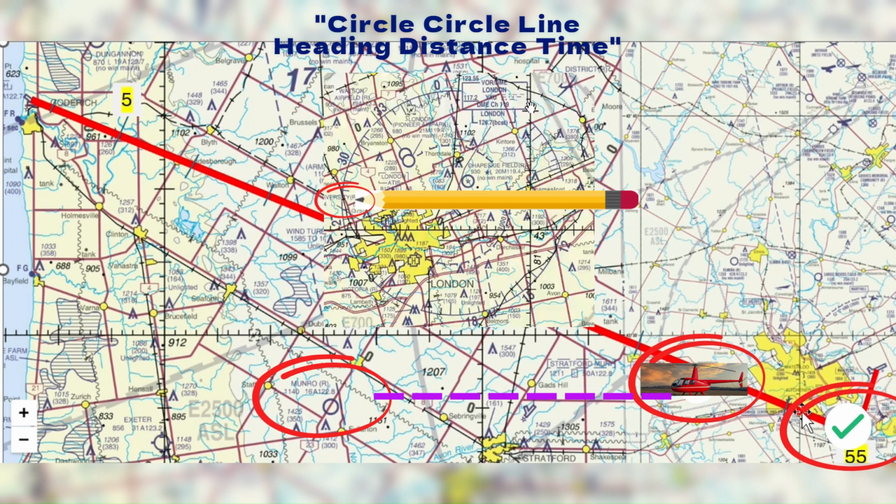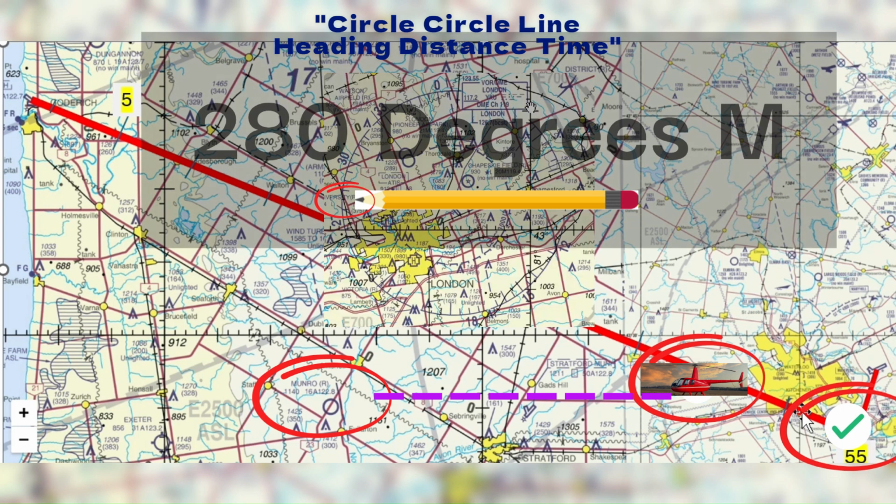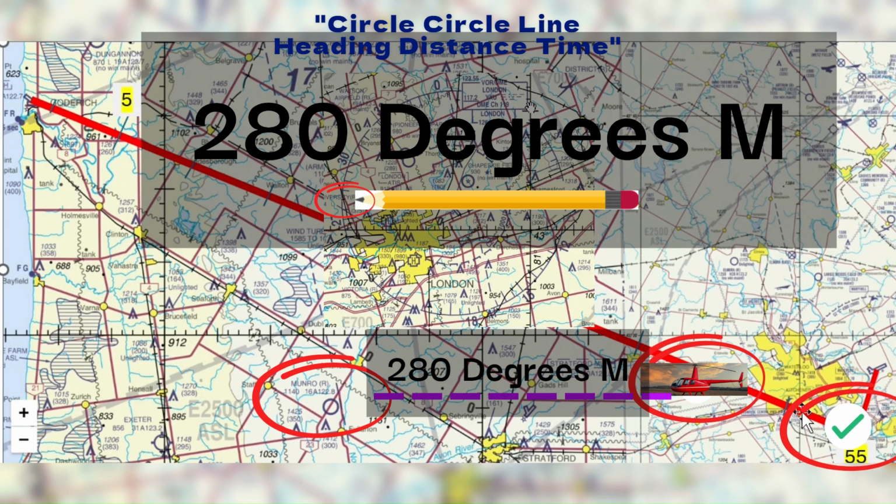We've done our circle, circle, line. Now we're getting to our heading. We've used the magnetic compass closest to our destination for diversion, which will be London. And it looks like we will be flying 280 magnetic as we bring our pencil from the magnetic compass towards our diversion line.